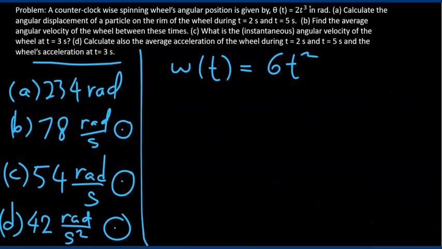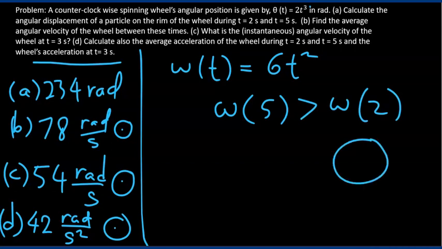By the way, how do we know it's out of the plane? Because the value of omega at 5 seconds is greater than the value of omega at 2 seconds, showing that the wheel is actually speeding up. So the directions of omega and alpha are parallel to each other.